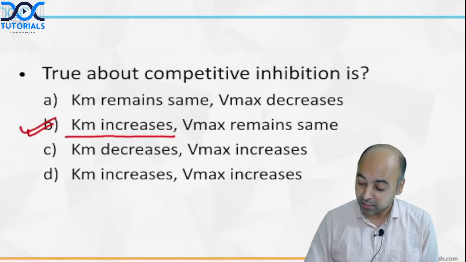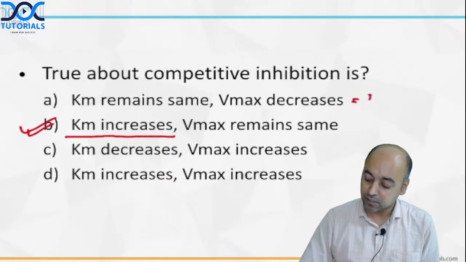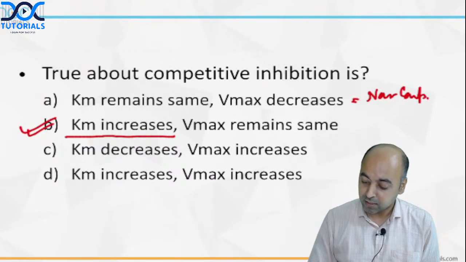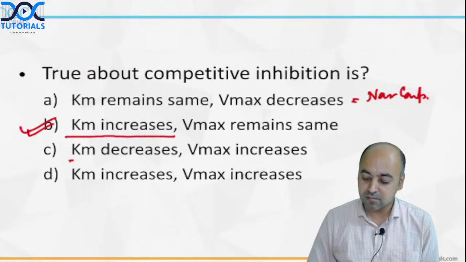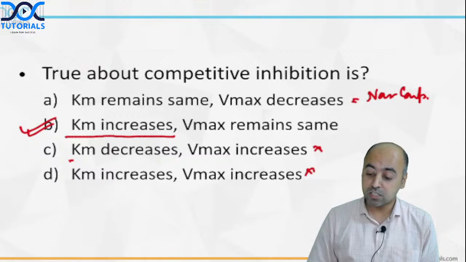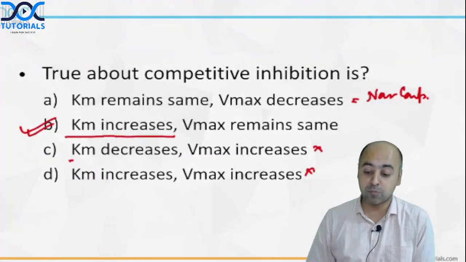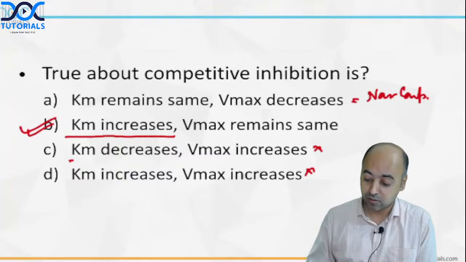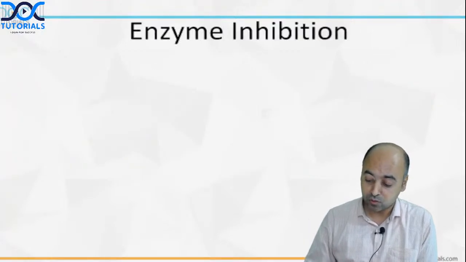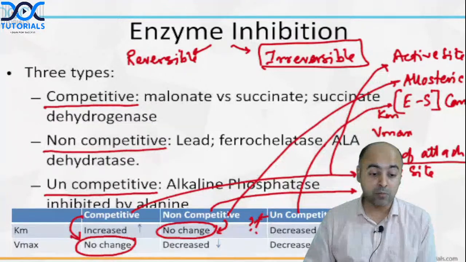Km remains same, Vmax decreases, rightly said. This is the non-competitive inhibition, whereas Km decreases, Vmax increases. We don't see this Vmax increase with inhibitors. Obviously, we don't see an increase in Vmax with inhibitors, they will rather be activators. Okay, so that was about enzyme inhibition.